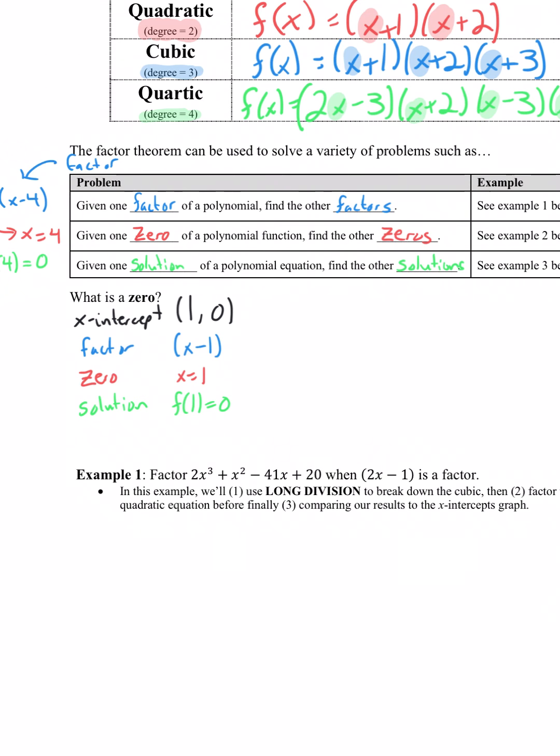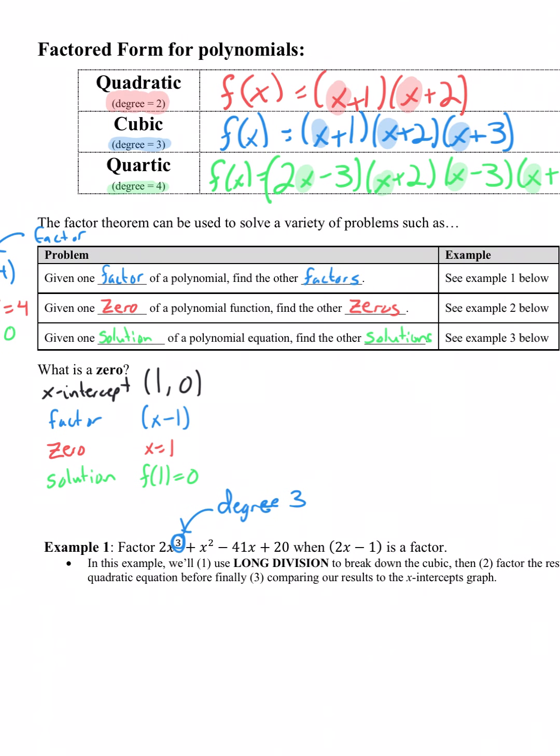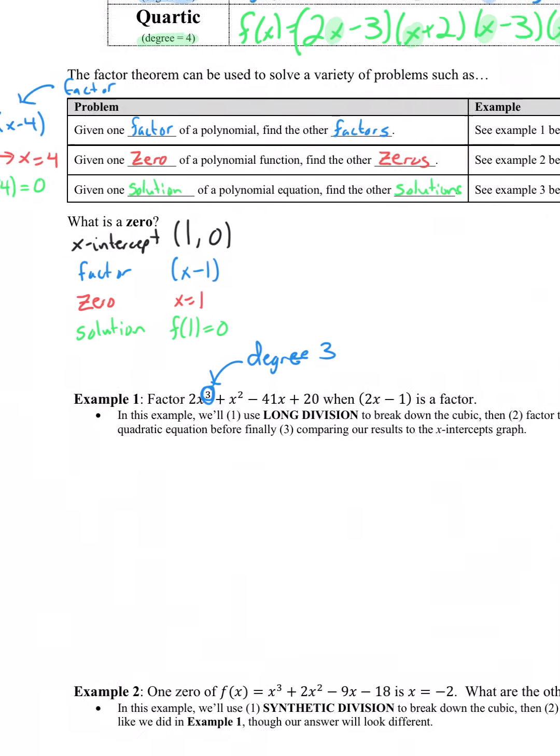Okay, so example 1 here says factor 2x cubed plus x squared minus 41x plus 20. This is a degree 3 polynomial. I want to take a little mental note of that. Okay? And that means when it's in factored form, I want it to look like this up here. It's going to have 3 separate sets of parentheses with 3 individual x's. That's factored form. All right.